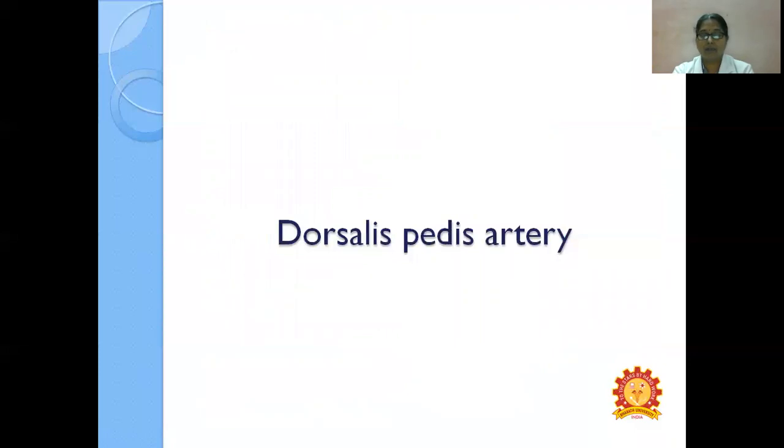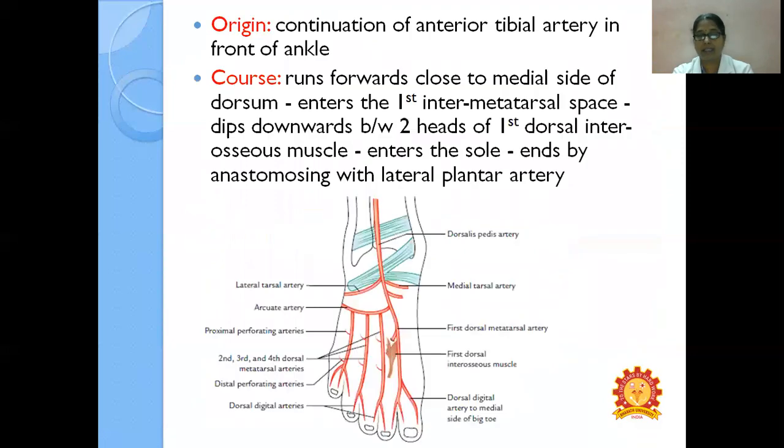The artery of the dorsum of the foot is the dorsalis pedis artery. Already we have seen it is a continuation of the anterior tibial artery. So origin: it is a continuation of the anterior tibial artery and it arises in front of the ankle. Then it runs forwards close to the medial side of the dorsum of the foot and enters the first intermetatarsal space. Then it dips downwards between the two heads of the first dorsal interosseous muscle and enters into the sole, where it ends by anastomosing with the lateral plantar artery.